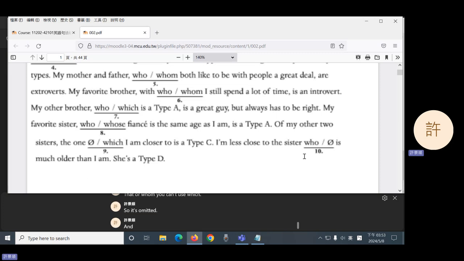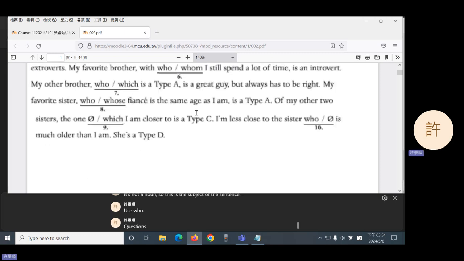And number 10, the sister. And the next word is a be verb. It's a verb, it's not a noun. So this is the subject of the sentence, use who. Questions? Okay, next page.